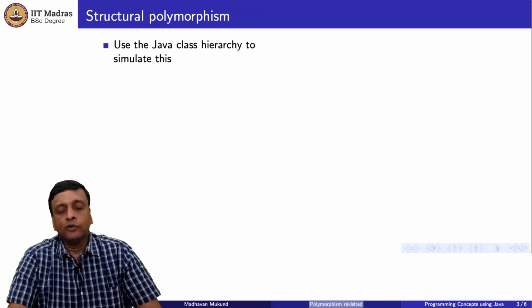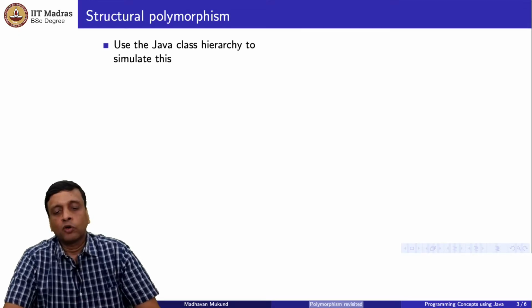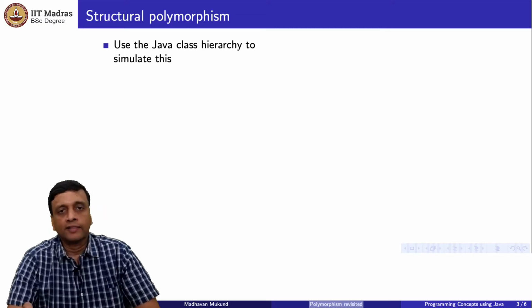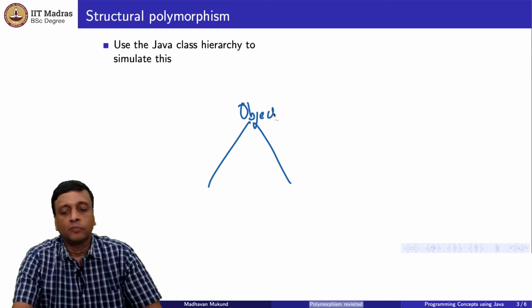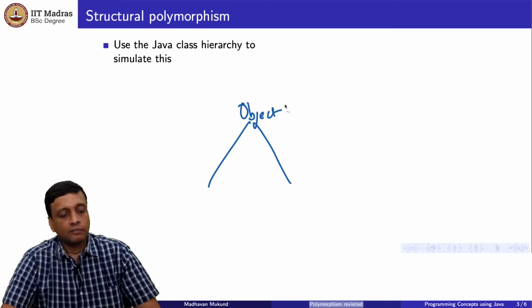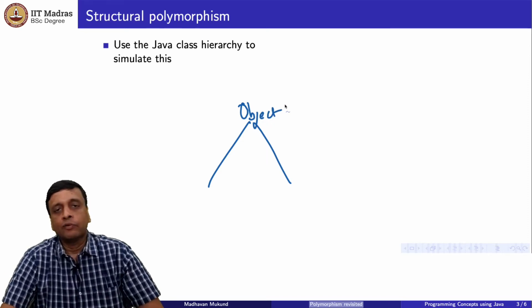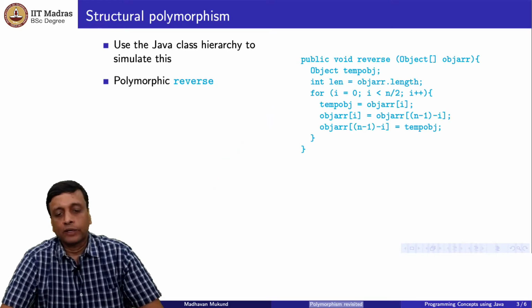So if we are trying to use Java to implement this notion of structural polymorphism, then what we have seen is that we can use this Java class hierarchy, use the fact that object is a kind of generic supertype of everything. So we have this tree-like structure of all classes, and at the top we have this object class, right? So object is the ancestor of every class that we could possibly use in any Java program.